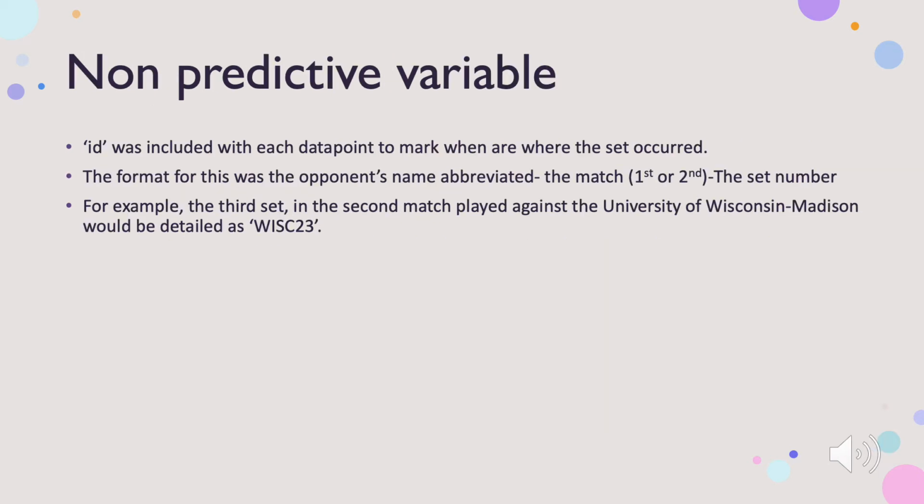We do have one non-predictive variable included in the data set. This is the ID. ID was included with each data point to mark when and where the set occurred. The format for this was the opponent's name abbreviated, the match, and the set number.